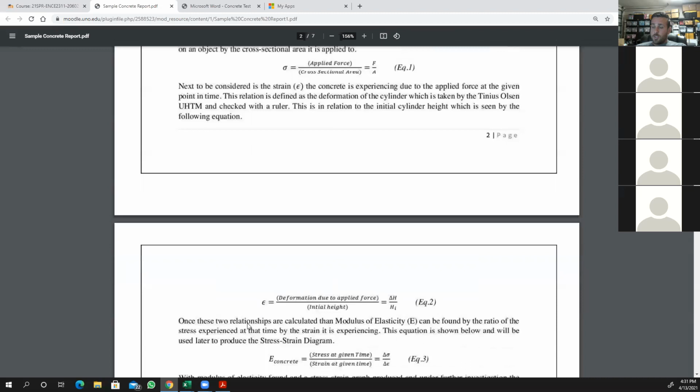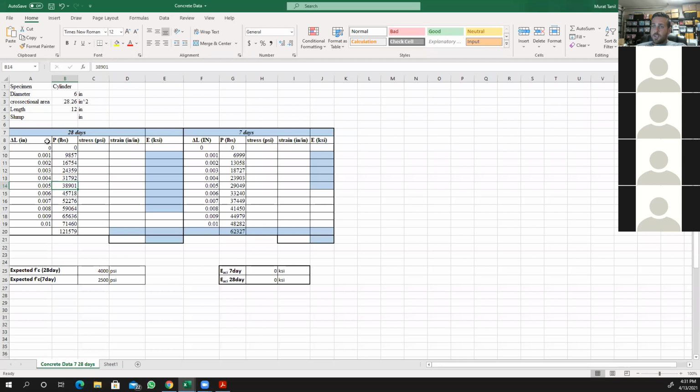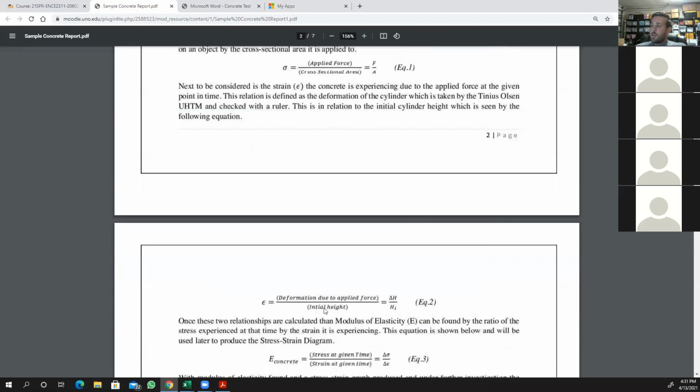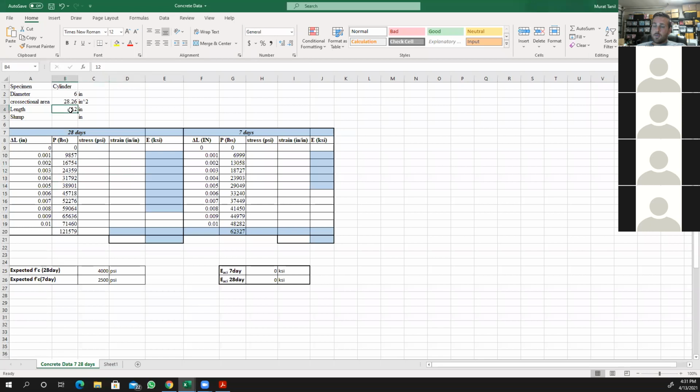This is the second equation. You need to have the deformation due to the applied force, which is in this column. And then you need to know the initial height, and we measured the initial height, 12 inch.